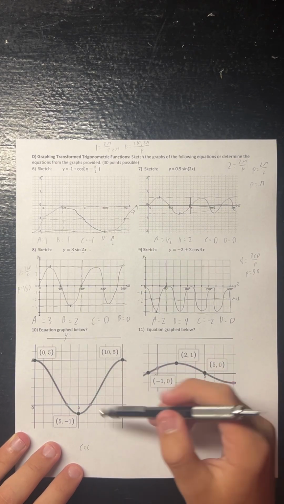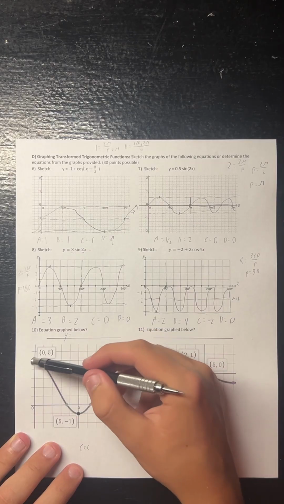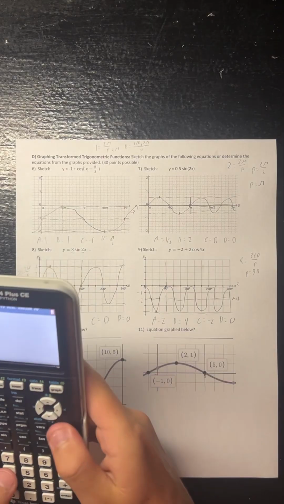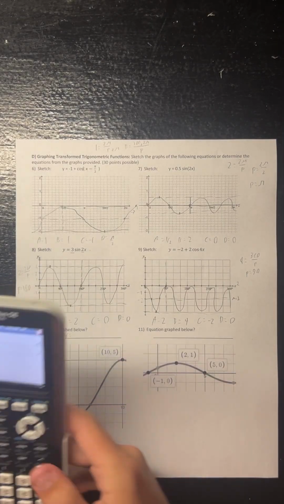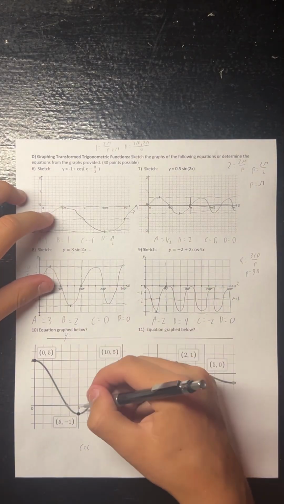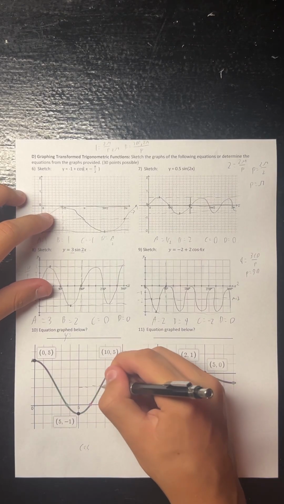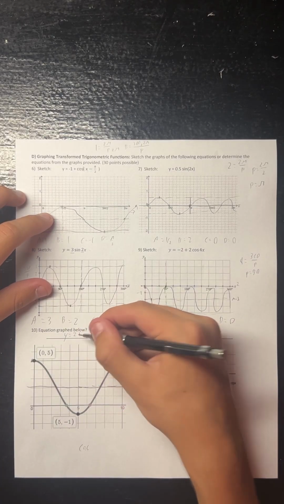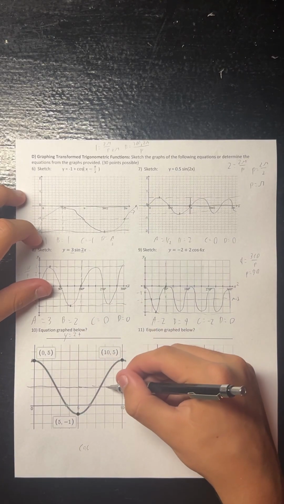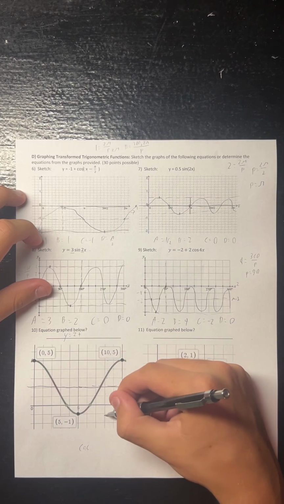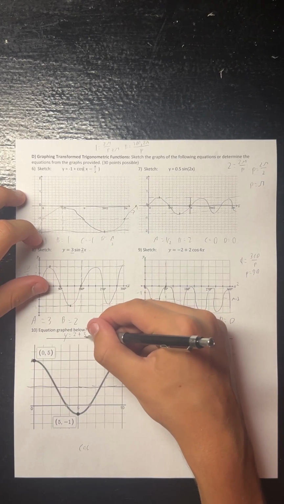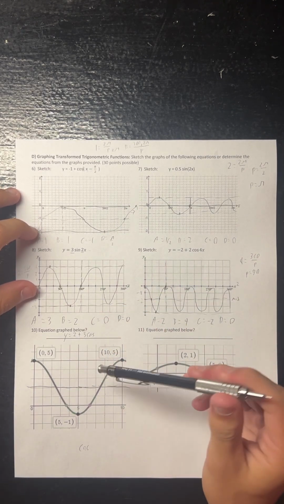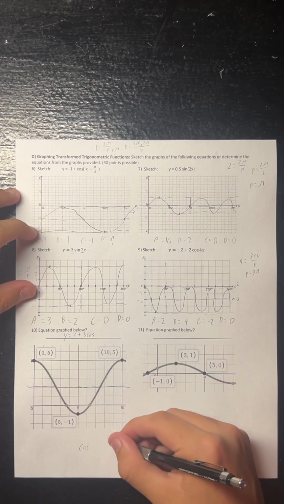So first we can find the midline. The highest point is 5 and the lowest point is -1, so the midline is 2. So it is 2 plus, and then the amplitude is 1, 2, 3, and 1, 2, 3, so the amplitude is 3, so 3 cosine. And then we have to find the b.